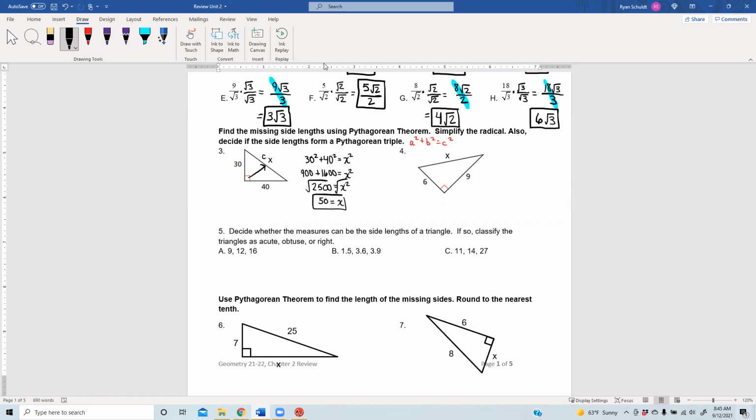Now, is this a Pythagorean triple? It is, because they're all whole numbers. This is a Pythagorean triple.